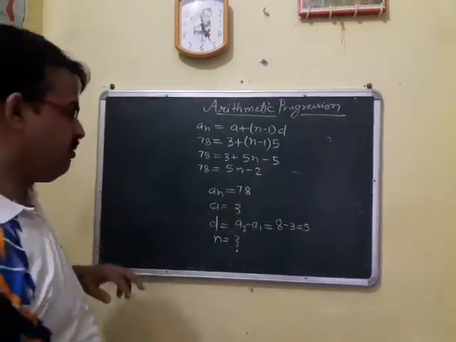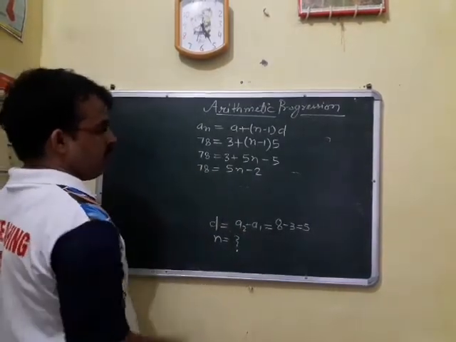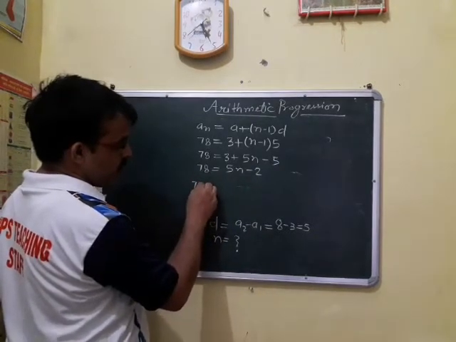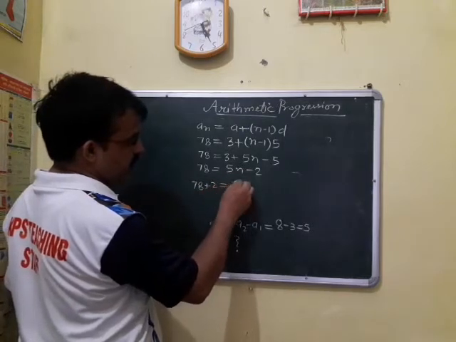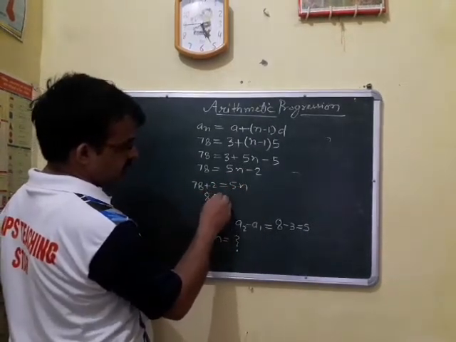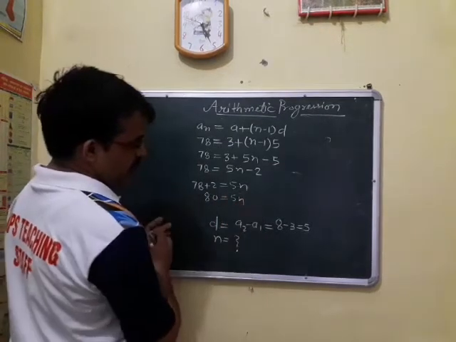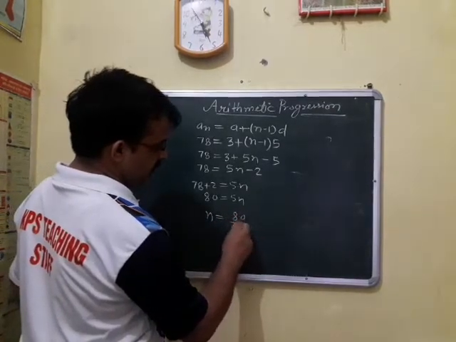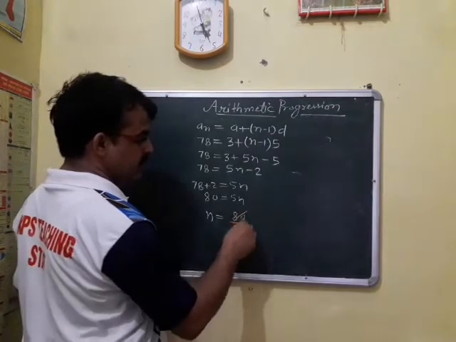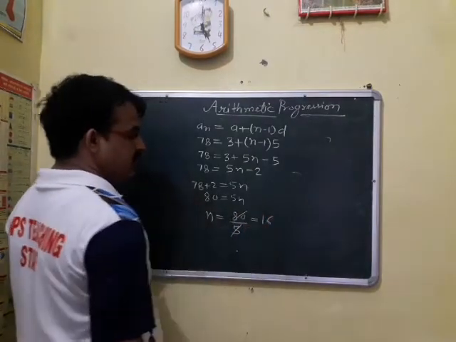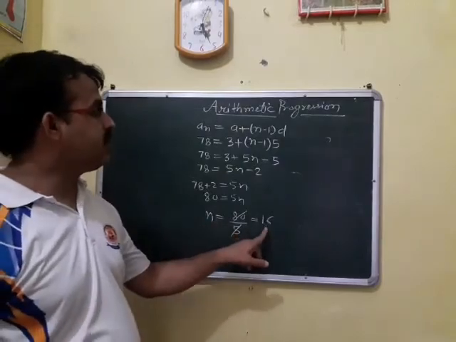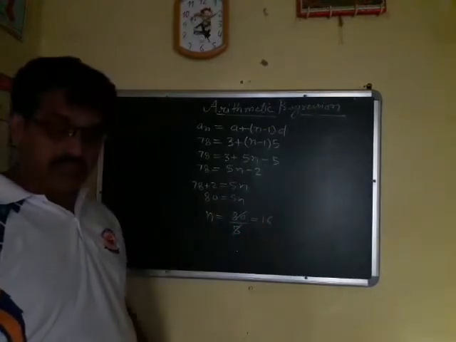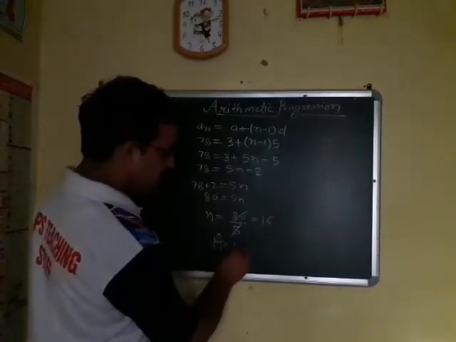Clear? Now solve that. This 2 is a negative term, it goes to that side and becomes positive. 78 plus 2 is equal to 5n, so 80 is equal to 5n, so n is equal to 80 by 5, which is 16. So n is equal to 16, the 16th term is 78. This is your answer.